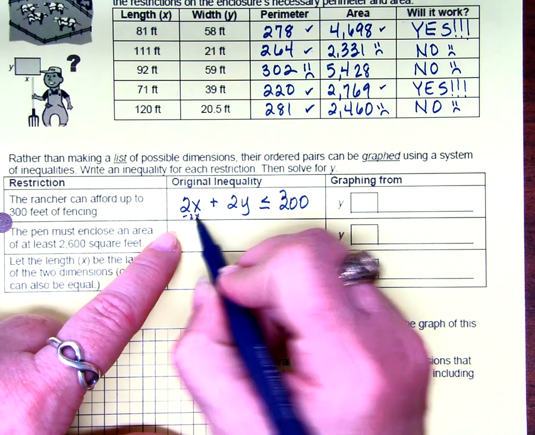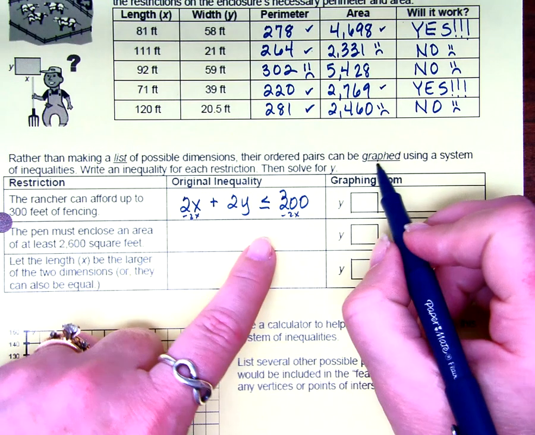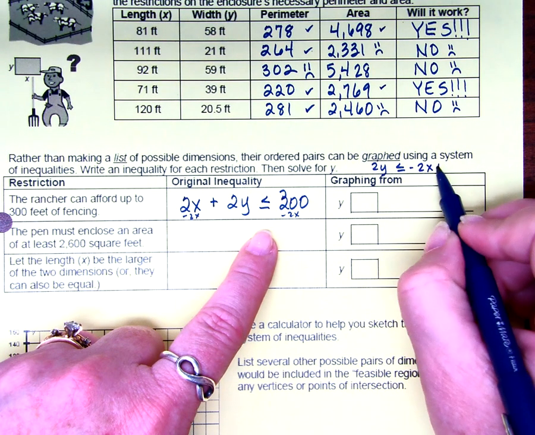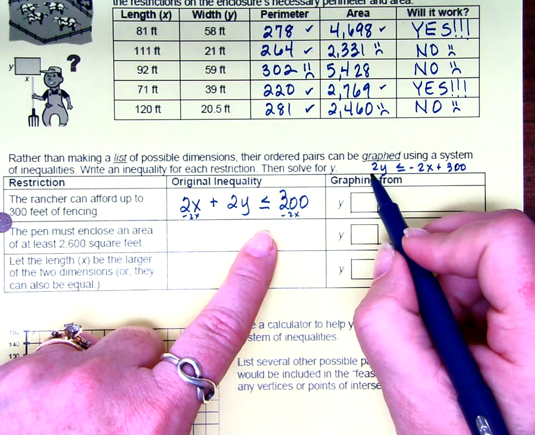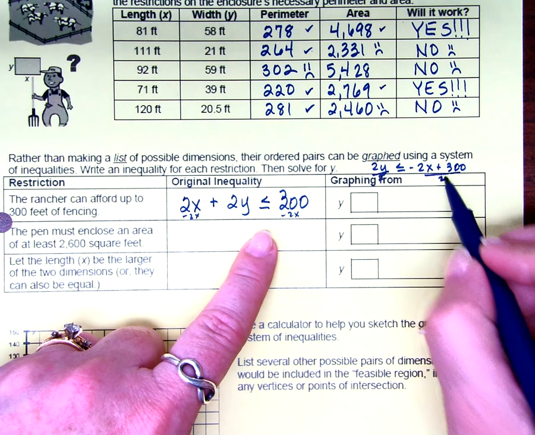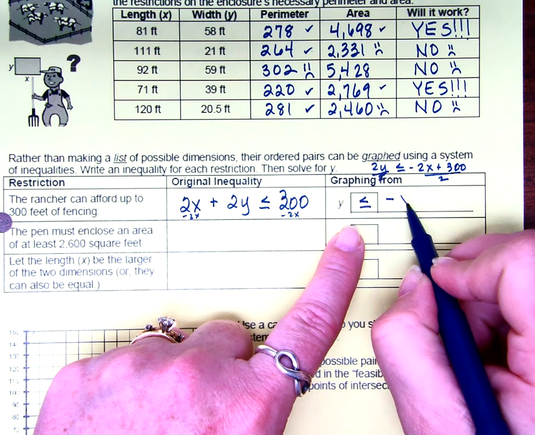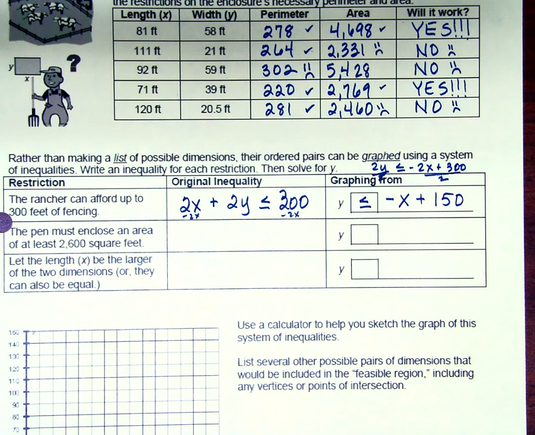Well, I'd subtract 2x from both sides, right? And then what would I need to do? That would give me 2y is less than or equal to negative 2x plus 300. What would I have to do then? Divide everything by 2, right? So that would be y is less than or equal to negative x plus 150. Does that make sense? Okay.